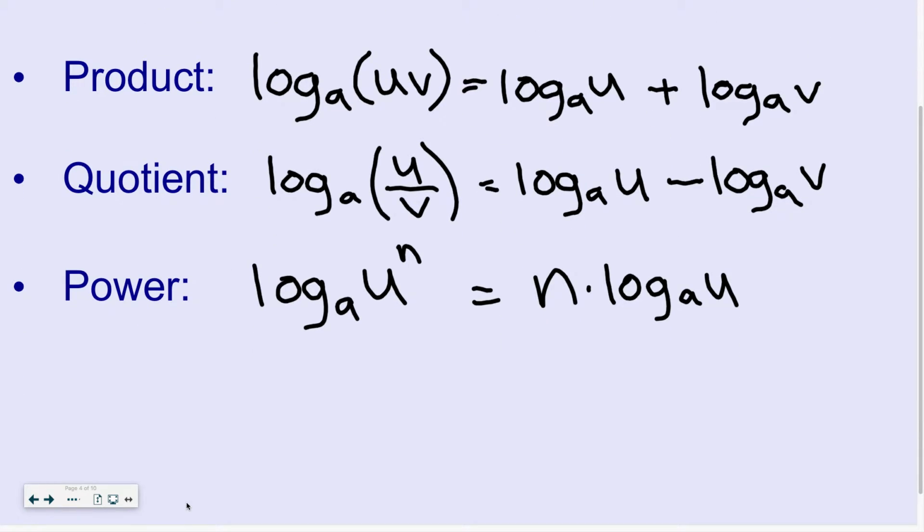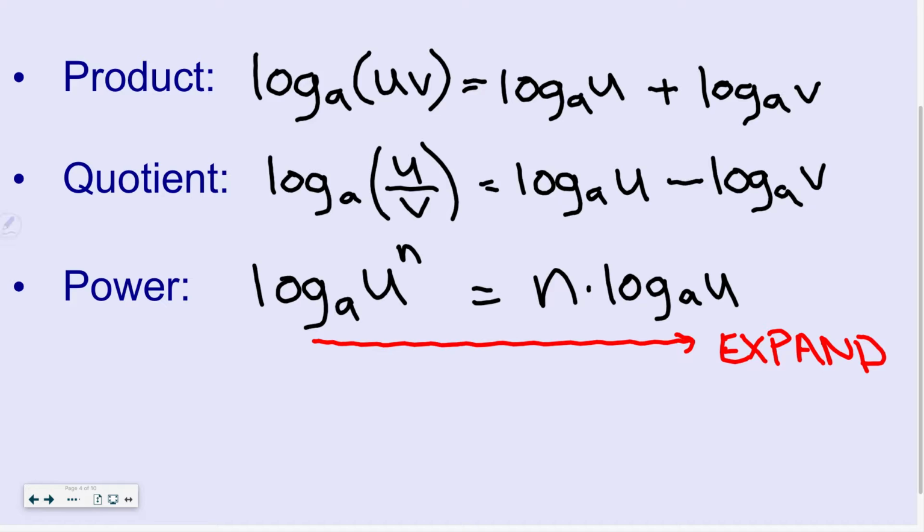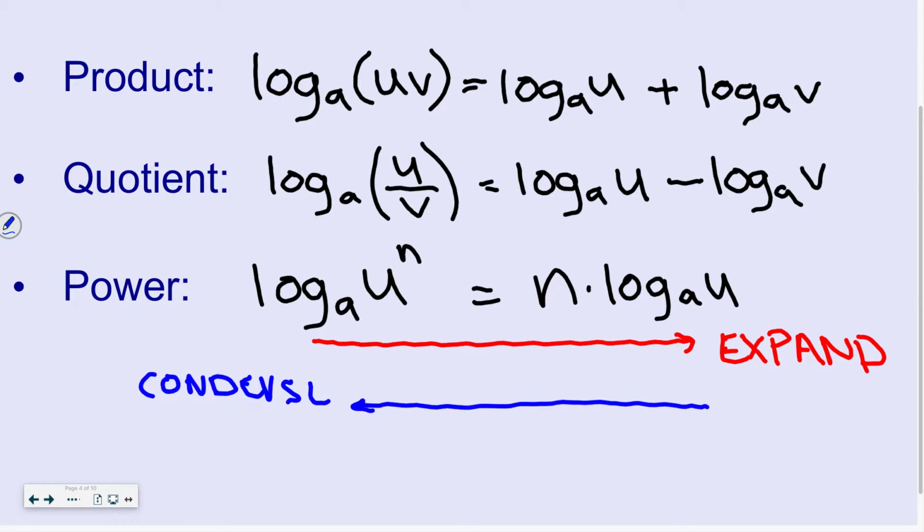And then you're going to do some practice with your group here in a little bit, but you can go either way on these properties. If you go from left to right, this is called expanding a log. And if you go from right to left, we call it condensing the log. So you're going to see those in your directions. Expand, condense.